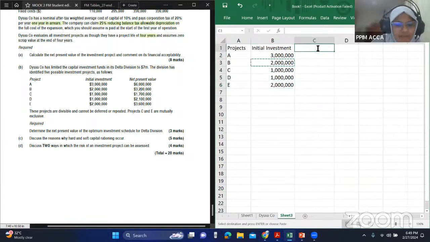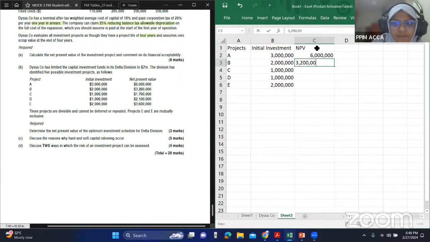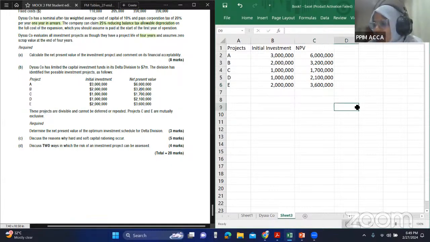Then we have the different NPVs. Here it is 6 million, 3,200,000, 1,700,000, 2,100,000, and finally 3,600,000. Okay, so those are the NPVs. Now they're asking us what is the NPV of the optimum investment schedule, the best investment plan.